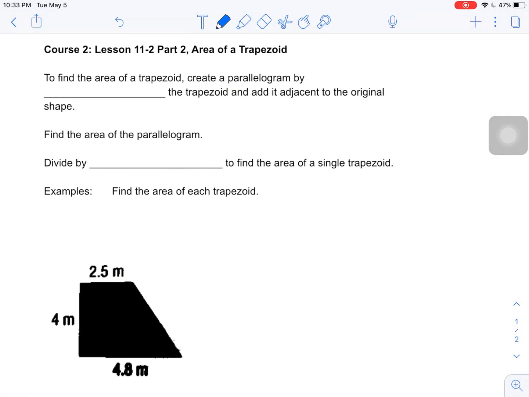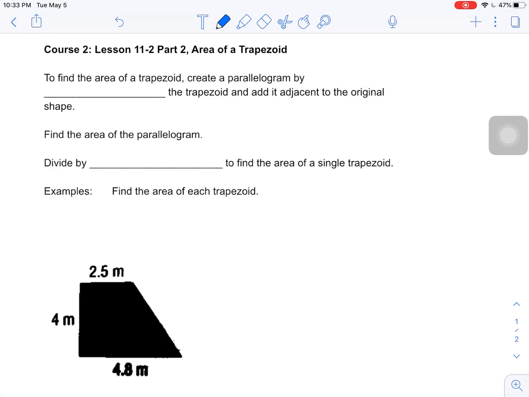In the first part of this lesson, you learned how to find the area of a triangle. The trick to finding the area of a triangle is to actually double the triangle and turn it into a parallelogram. What we're going to talk about today is the area of a trapezoid. It's the second half of the lesson.